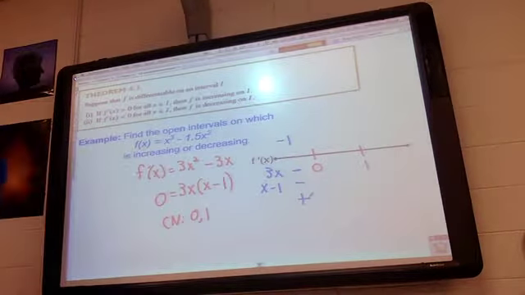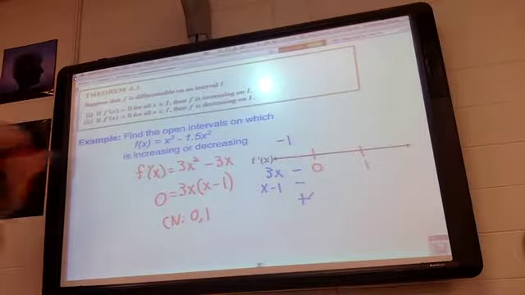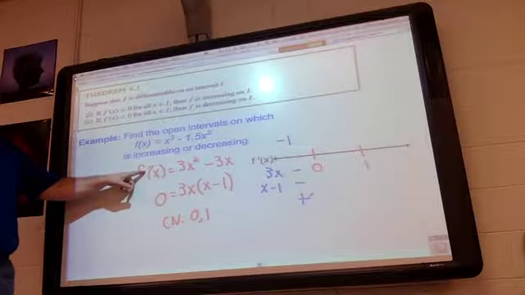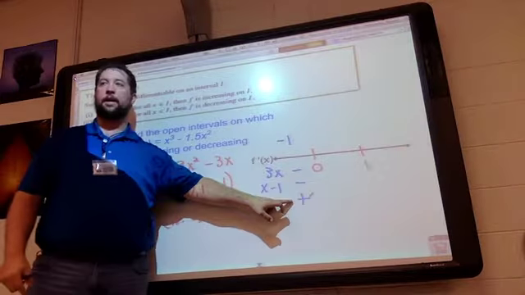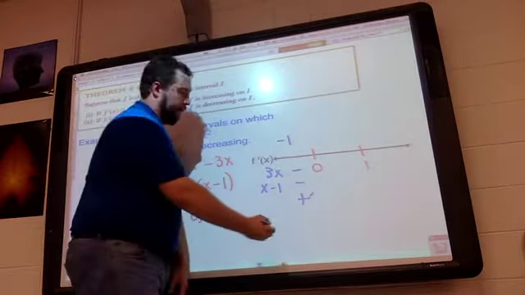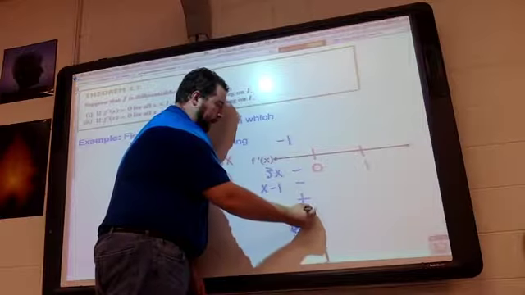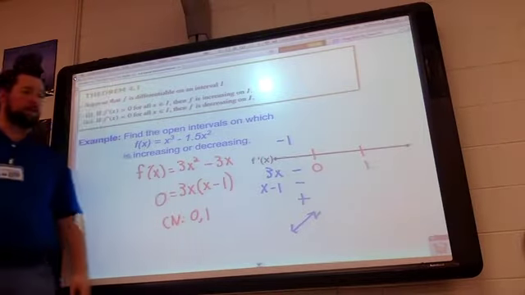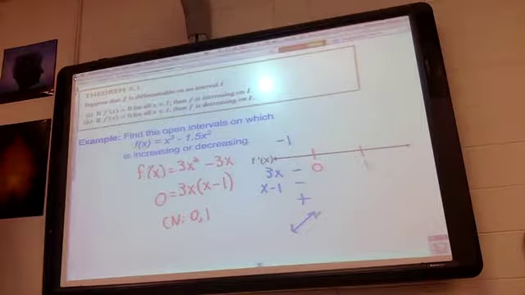All right, so what that means is in that interval between negative infinity to 0, my derivative is always what? Positive. Therefore, in that interval, my graph is doing what? Increasing. So I'm going to draw a little line that's going up.